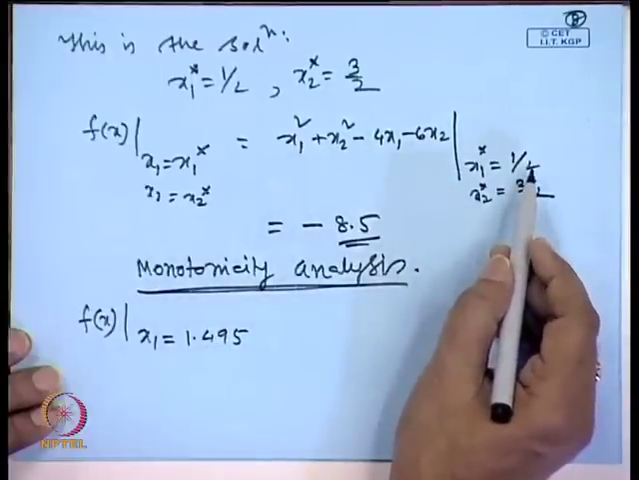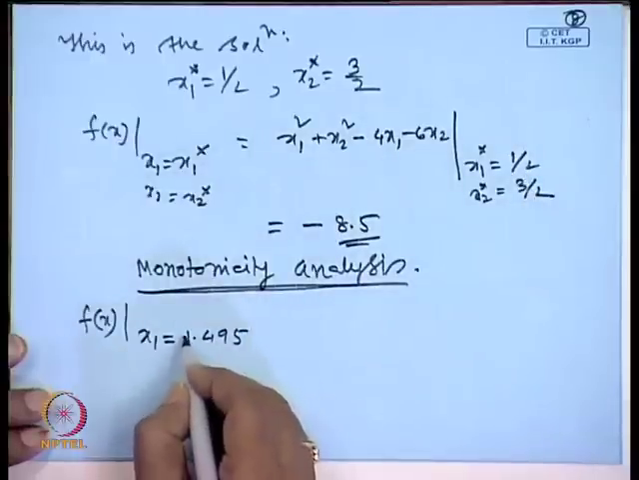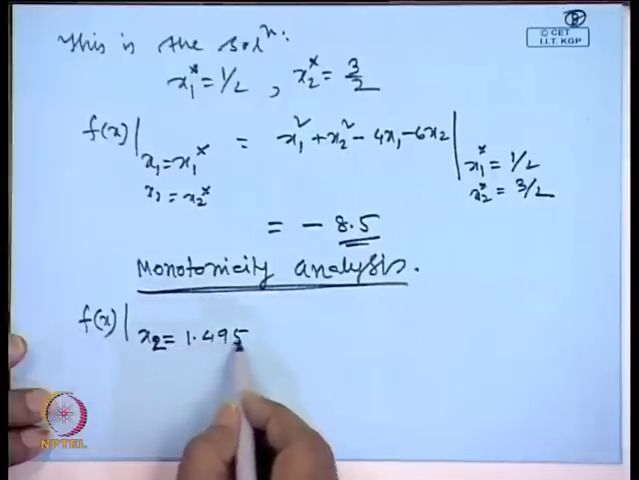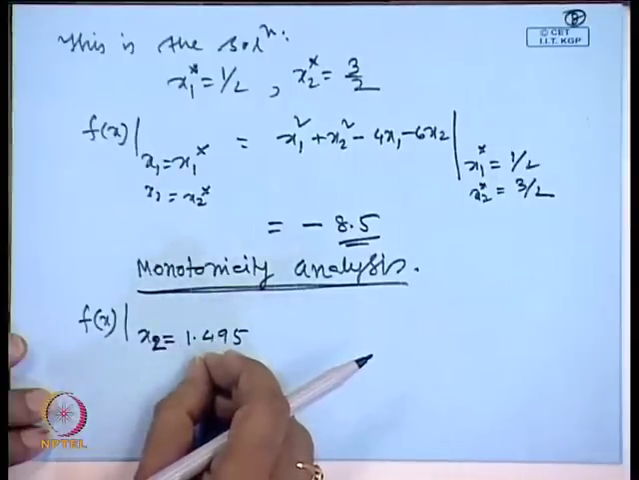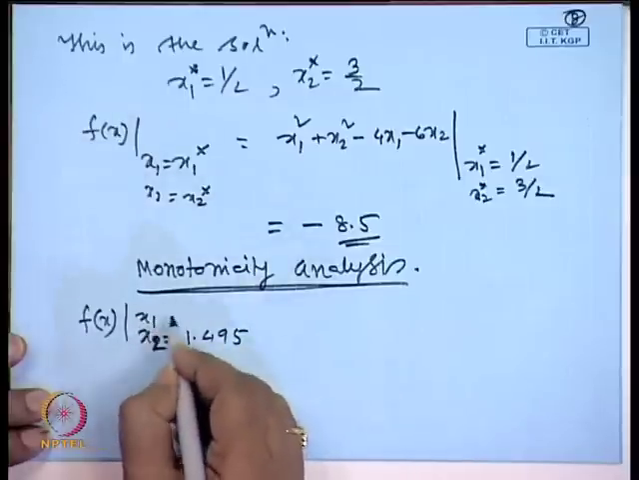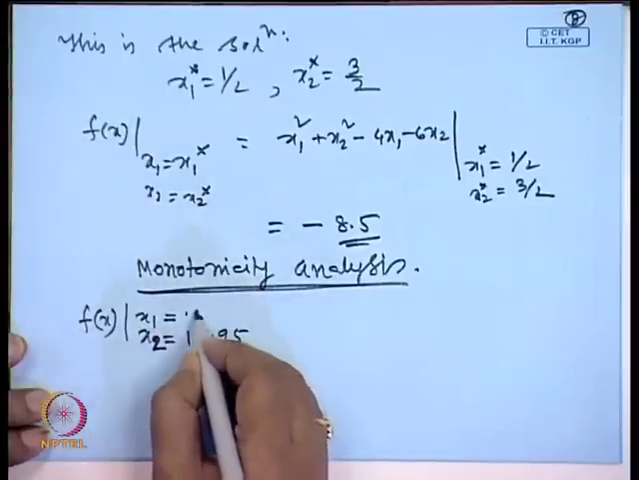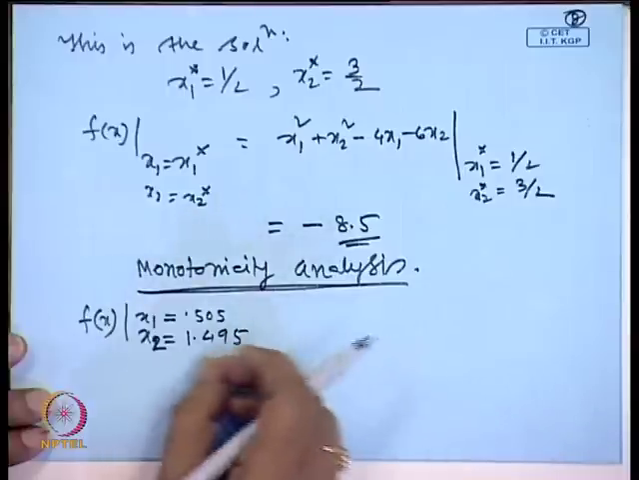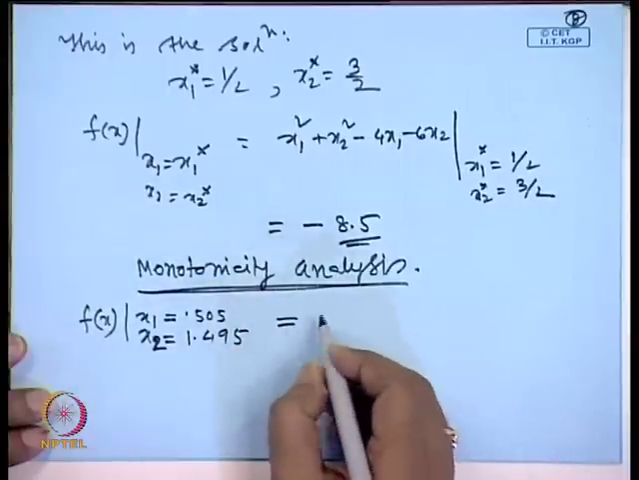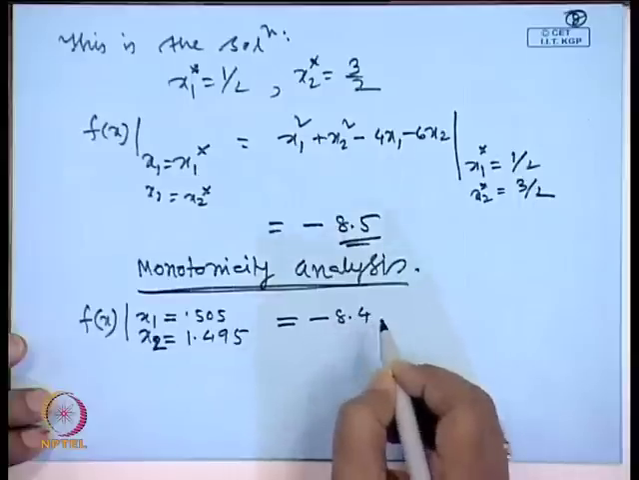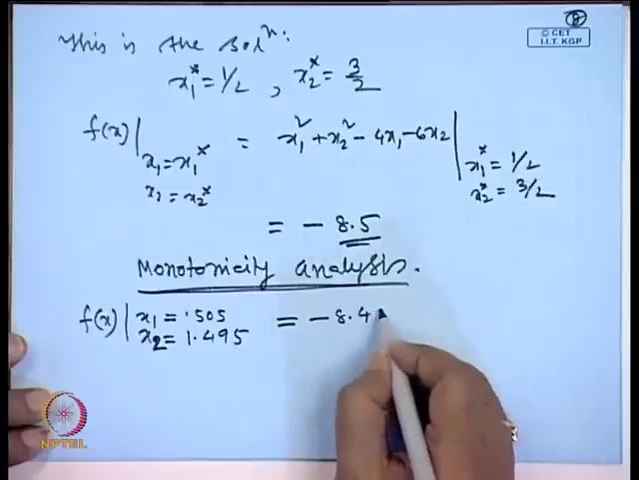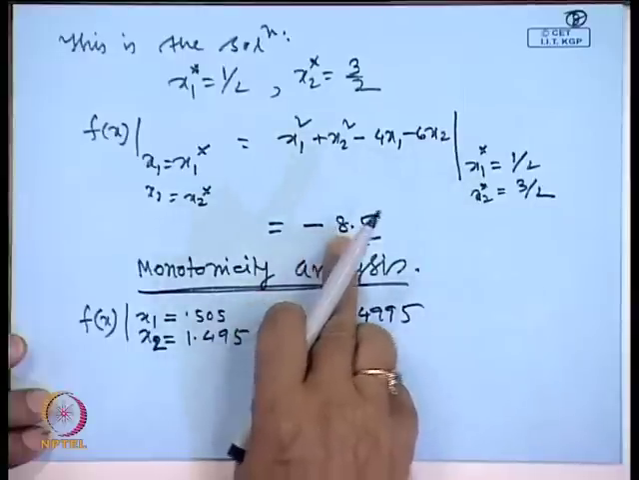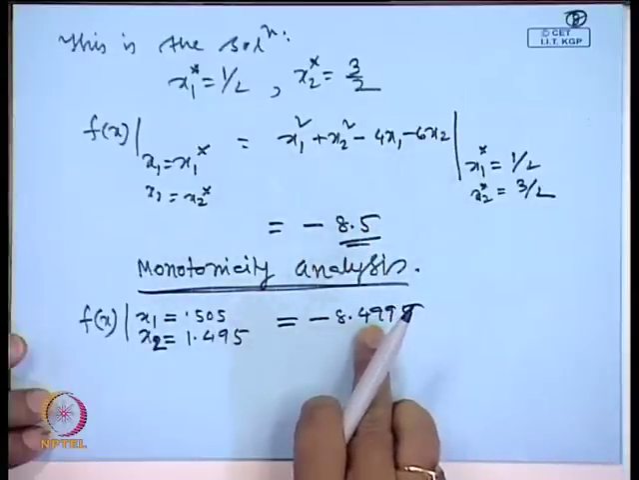Instead of x1 and x2 being 1.5 and 1.1, I am writing 1.495 for x2. That means the change I made is 0.005, and x1 I made 0.505, so 0.005 is added. If you put this value in, you will get a function value of 8.4995. That means the function value is increased, from minus 8.5 to minus 8.4995.